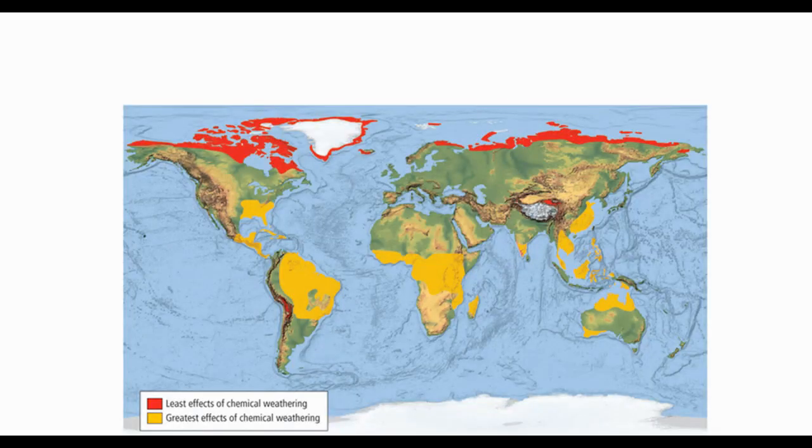Okay, this is a map showing you where we see the most chemical weathering, and where we see the least amount of chemical weathering. So in yellow here, these are the places on the globe where we see the most chemical weathering. And in the red areas, these are places where we see less chemical weathering. All of the red, you can tell, is up north where it is a lot cooler.